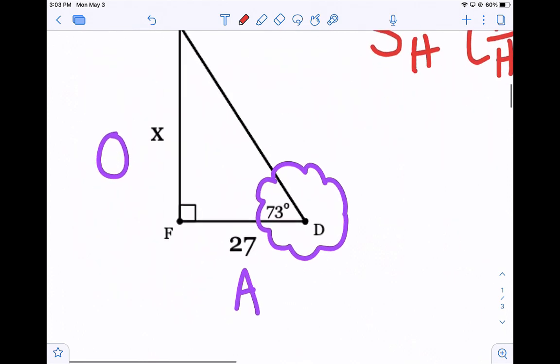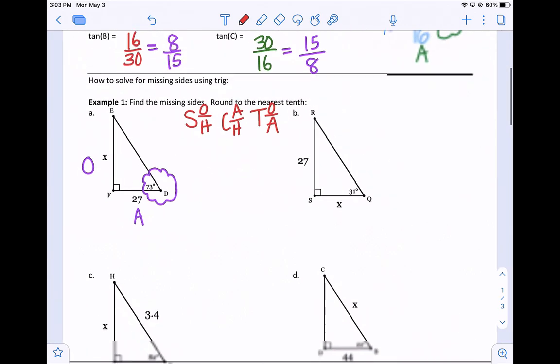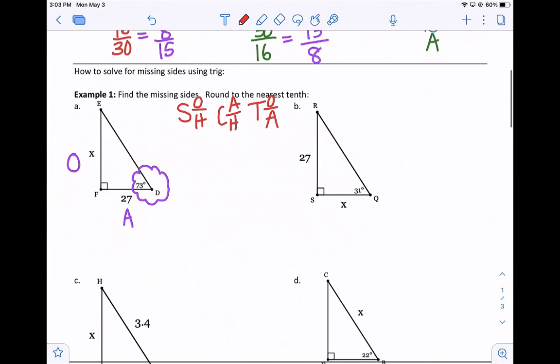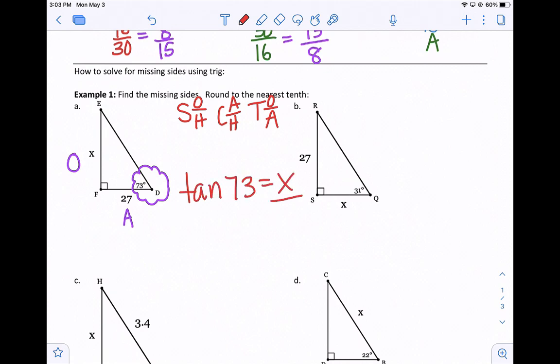We're going to look at which ratio has the O and the A. And if you notice, that is tangent. So again, if we just label the sides that we have or that we want, it's going to tell us which trig ratio to use. And this time we're going to use tangent. So we'll say tangent of 73 equals the opposite side, which is x, over the adjacent side, which is 27.